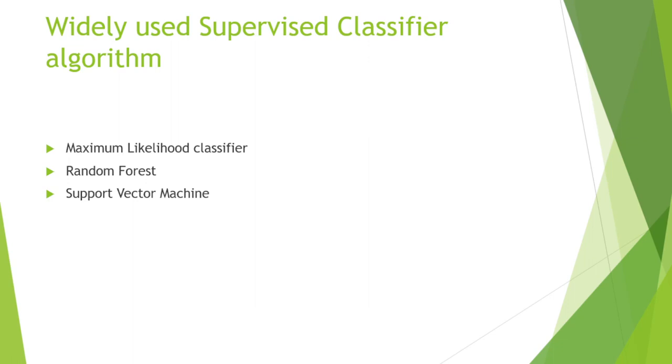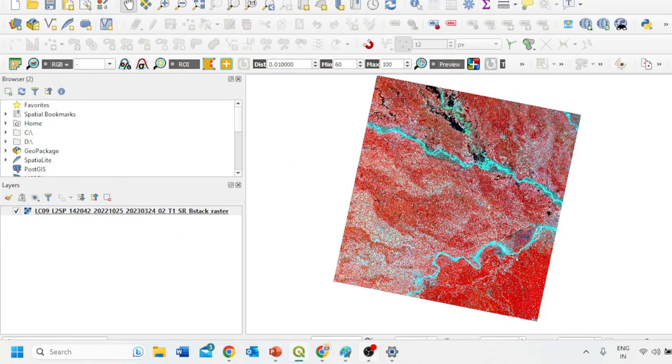Now, how do these work? Let me start with the maximum likelihood classifier. Once you collect the signatures, you give a command to the software about the classifier you will adopt to group the pixels. Suppose you are choosing maximum likelihood.